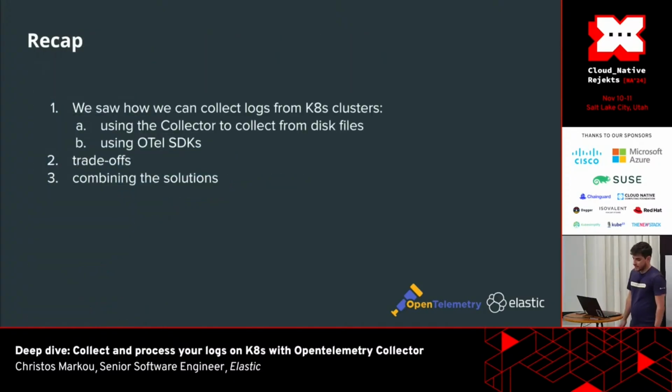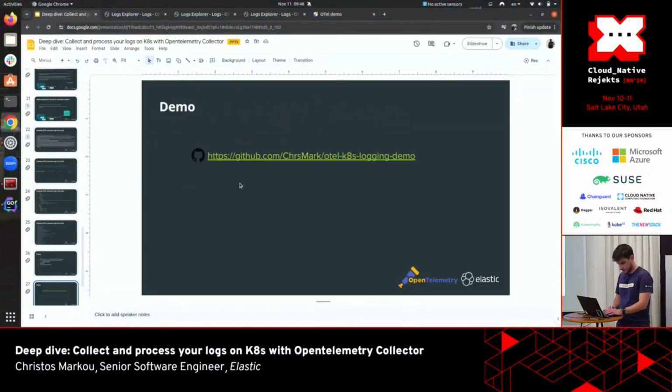So to recap this, we saw how we can use the ecosystem, the OpenTelemetry, to collect logs from containers on Kubernetes clusters by using the collector to collect directly the logs from the disk, or using the SDKs. We saw the trade-offs that each option has, and we saw how we can combine these two solutions in order to get the most out of them. So now let's have a quick demo to illustrate this idea.